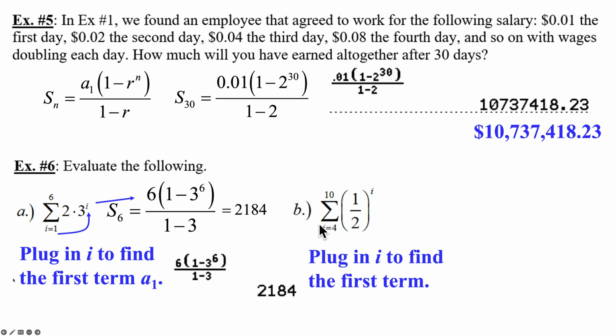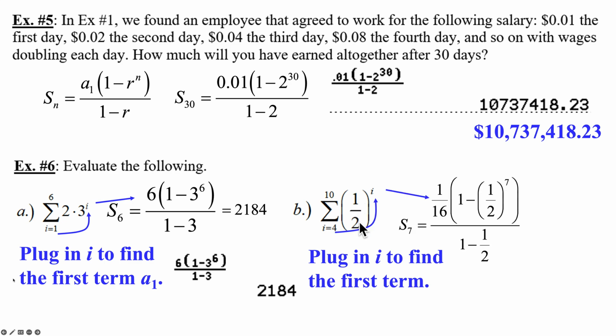Now, in B, we're going to do the same thing, but we have to understand that we're not starting at 1, but we still need the first term. So we're going to put 4 in for i. That's 1/2 to the 4th power, or 1 over 2 to the 4th, which is 1/16. That's the first term. Now here's where it gets tricky.